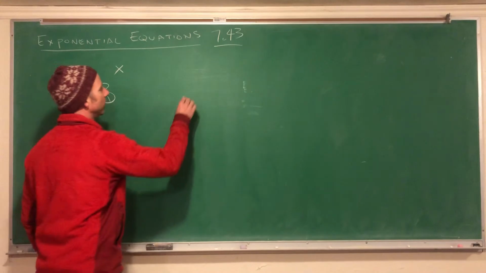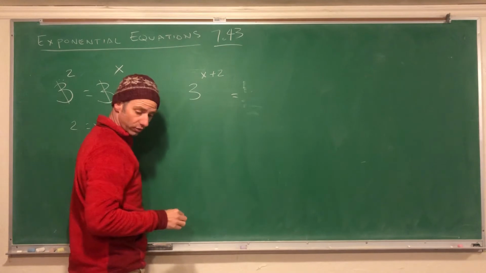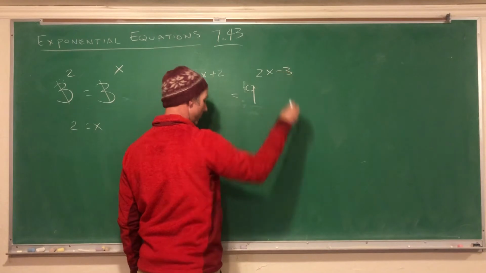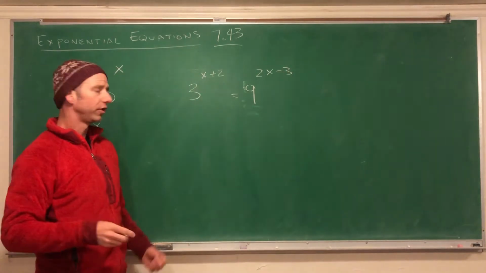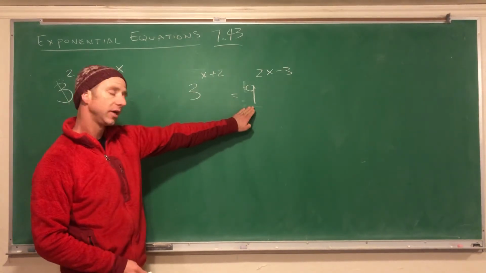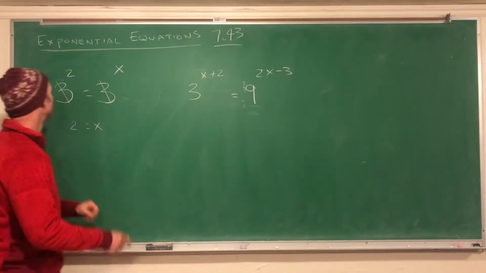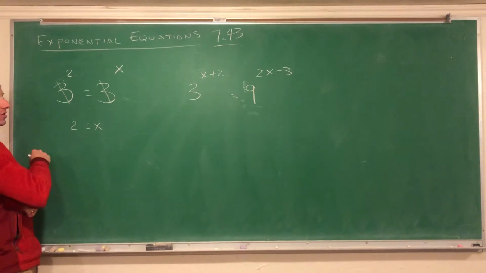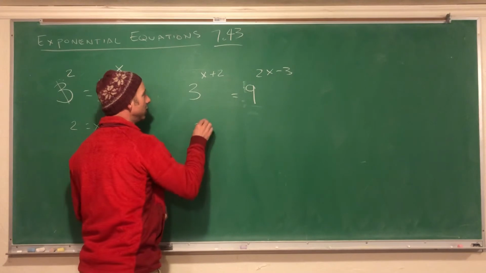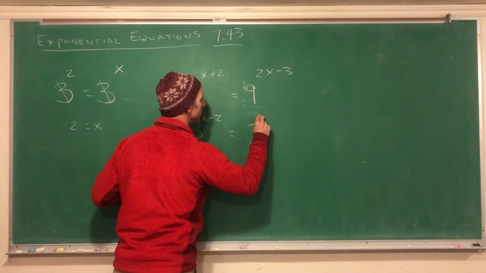If they're not the same, we're going to have to hopefully make them the same. So let's try this one: 3 to the x plus 2 equals 9 to the 2x minus 3. Now before you go too far and say, oh no, they're not the same bases, I can make this 9 look like a 3 because, just like over here, 3 squared is 9. So I'm going to substitute that right here.